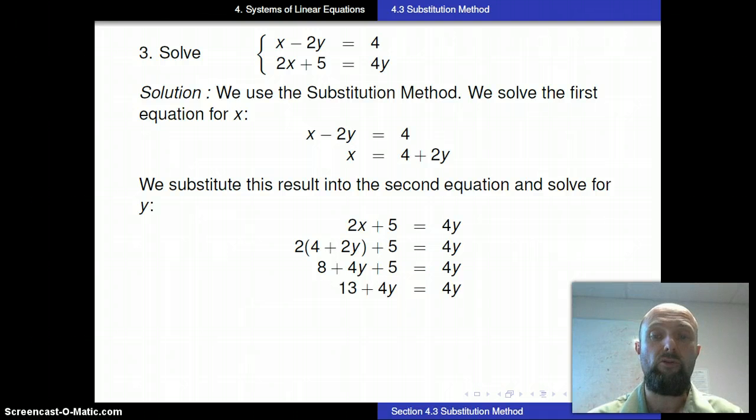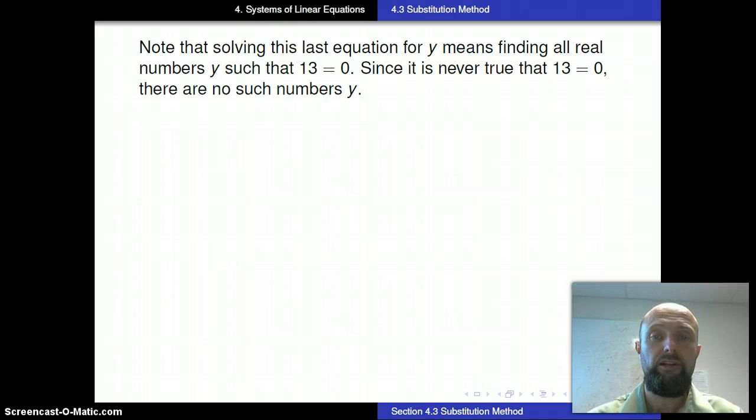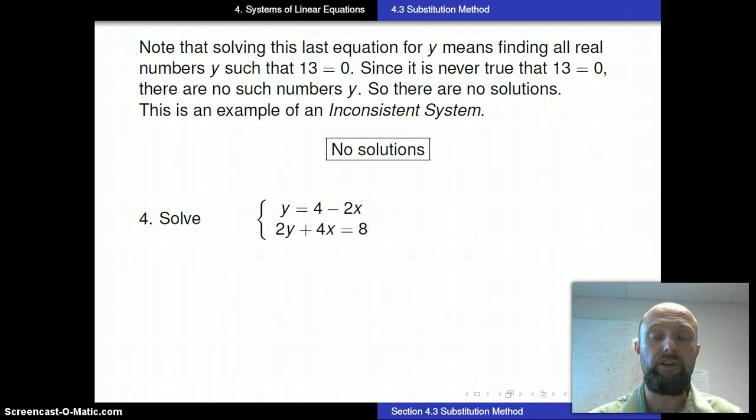We FOIL this out and we simplify by collecting like terms. Now we subtract 4y from both sides and we end up with a very weird equation. 13 is equal to 0. Note that solving this last equation for y means finding all real numbers y such that 13 is equal to 0. Since it is never true that 13 is equal to 0, there are no such numbers y. So there are no solutions. This is an example of an inconsistent system, and so there are no solutions.